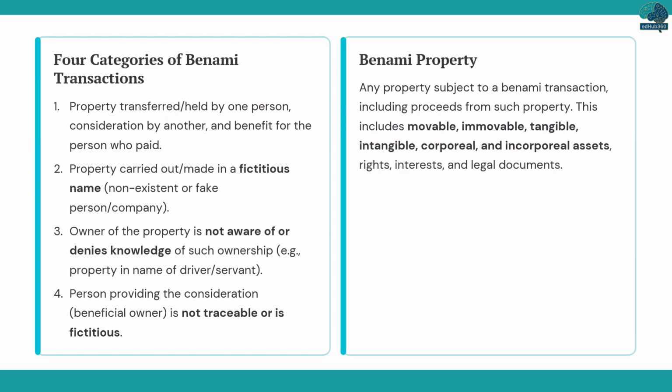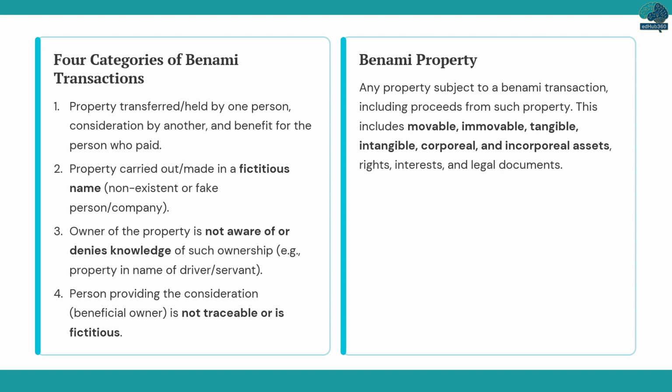The Act broadly identifies four categories of Benami transactions. First, the most common, property held by one person, paid for by another, with the benefit for the payer. Second, transactions made in a fictitious name, meaning a non-existent or fake person or company. Third, where the person in whose name the property is held is unaware of or denies knowledge of such ownership. Think of property held in the name of a driver or servant. And finally, when the person providing the consideration, the beneficial owner, is not traceable or is also fictitious.